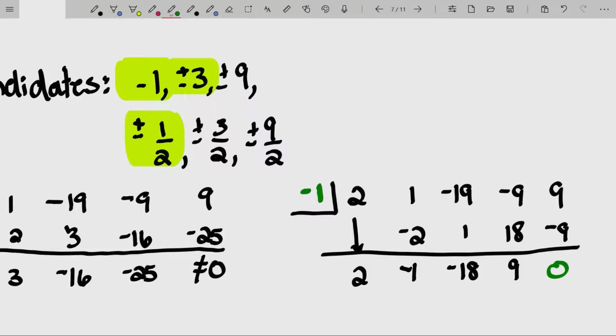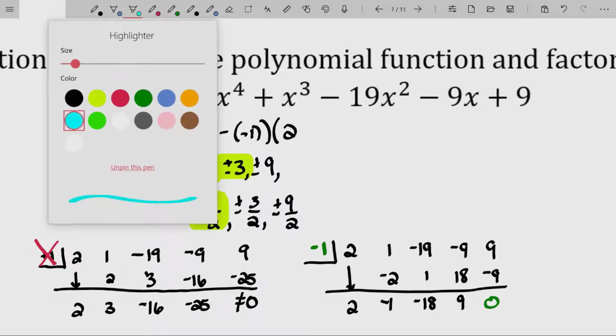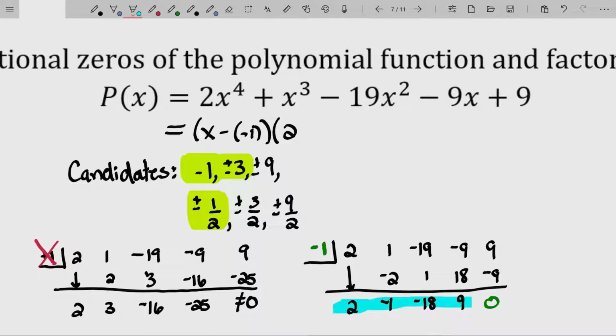So I happen to know. Now, this is not what I recommend doing, but I'm going to showcase what this means. This means that x minus that negative 1 is a factor. And what you're left with is 2. I'm just stealing all my coefficients from here. Okay. I'm left with 2 times x to the third, reducing the power of this by 1. So 2 times x to the third minus 1x squared minus 18x, and then plus 9.